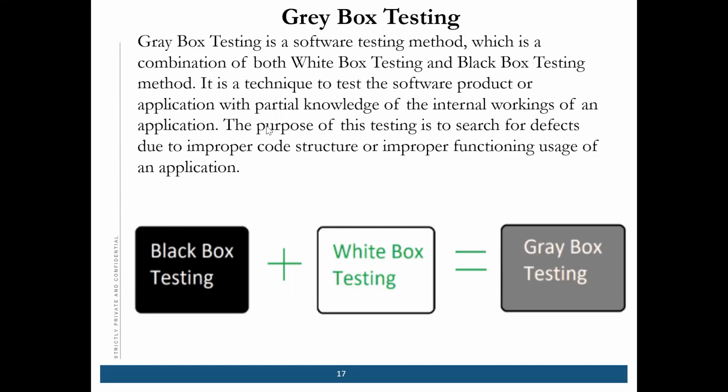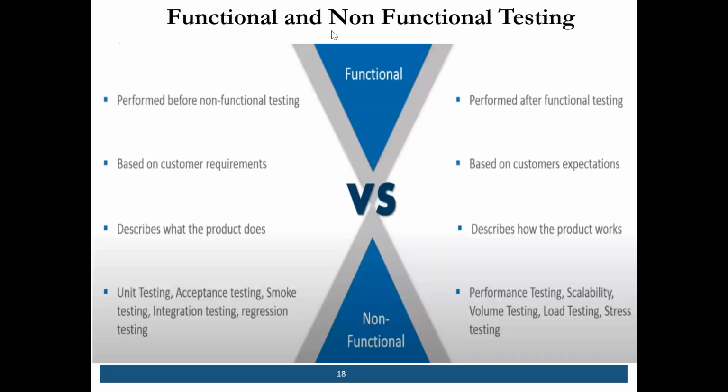The purpose of all this testing is to find the defects. Now comes functional and non-functional testing. Does anyone know what functional and non-functional testing are? First I will tell you examples of functional testing. Functional testing includes unit testing, exception testing, smoke testing, integration testing, and regression testing.